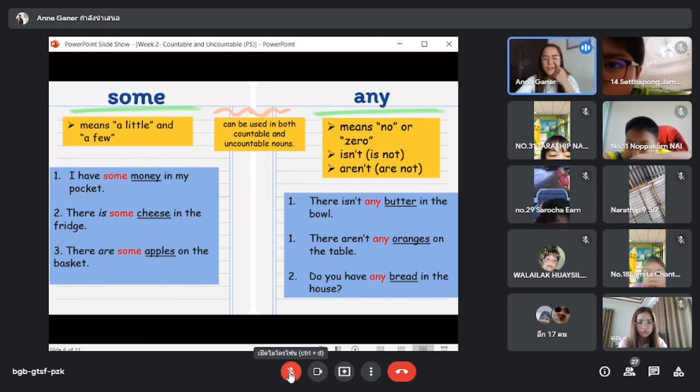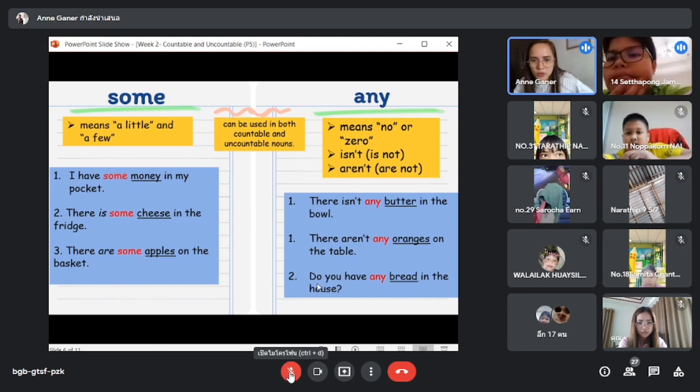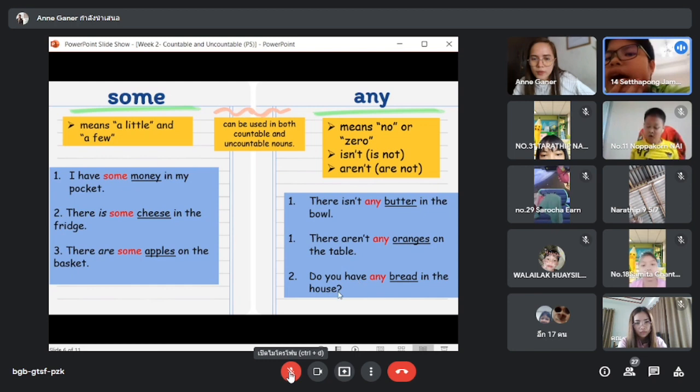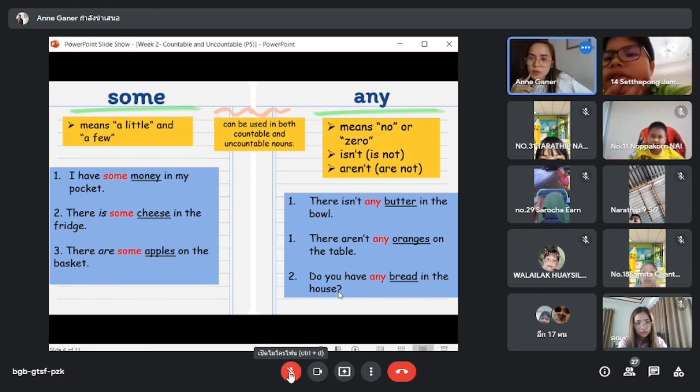Okay, next, number five. Do you have any bread in the house? Okay, let's have this one. Can I call Setapong? Setapong, just please read the last sentence. Do you have any bread in the house? What is the noun? Bread. Countable, uncountable? Uncountable. Now, are you going to use some or any?